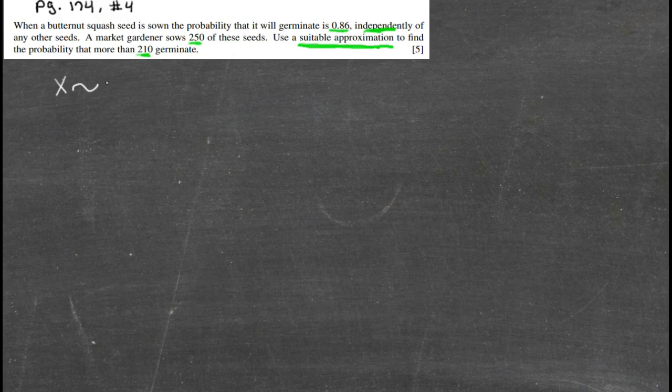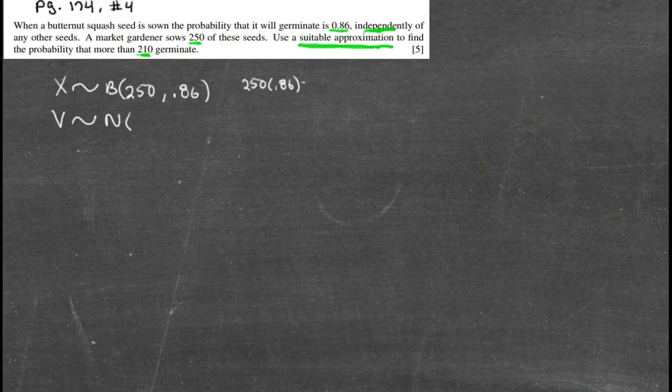All right, this looks like a binomial distribution. So we know that there were 250 trials. Every seed is a trial, and we know that the probability of success is 0.86. Well, now I want to do an approximation, so I'm going to make it a normal distribution.